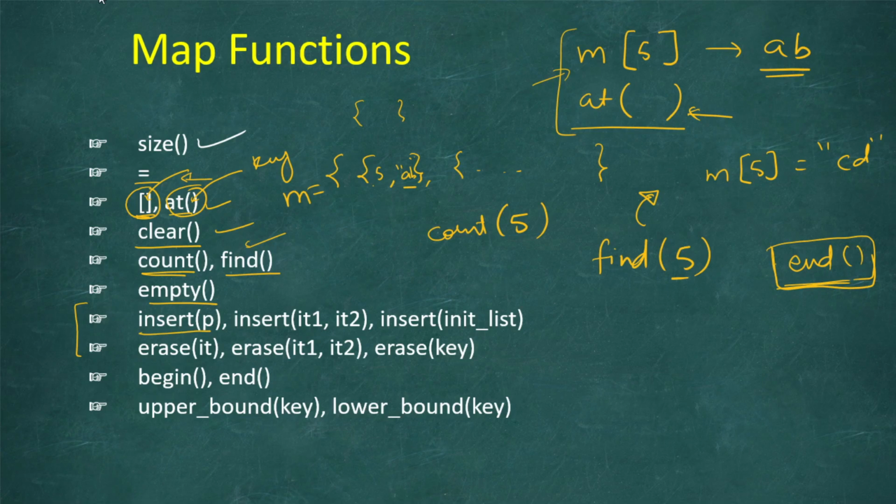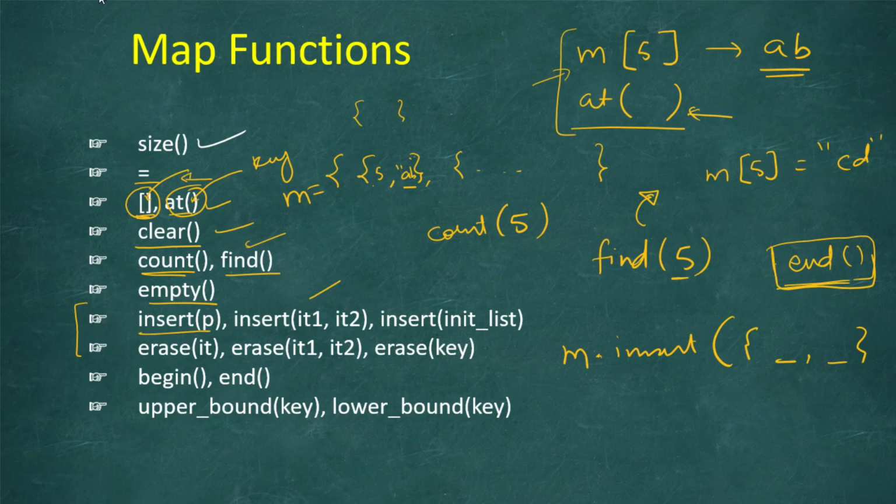So you can insert a pair, like we have a map here. Now let's say we want to insert another thing. You pass a pair here. The pair again will have two elements. First one will act as key, second as value. And we will see it in detail.